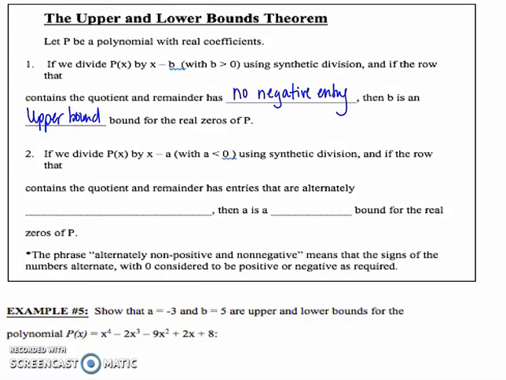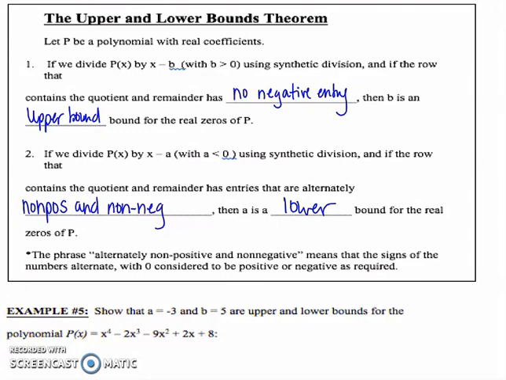If we divide P of x by x minus a, with a being less than 0, using synthetic division, and if the row that contains the quotient and remainder has entries that are alternately non-positive and non-negative, then a is a lower bound for the real zeros of P. And there's a little asterisk here. The phrase alternately non-positive and non-negative means that the signs of the numbers alternate, with 0 considered to be positive or negative as required. Okay?